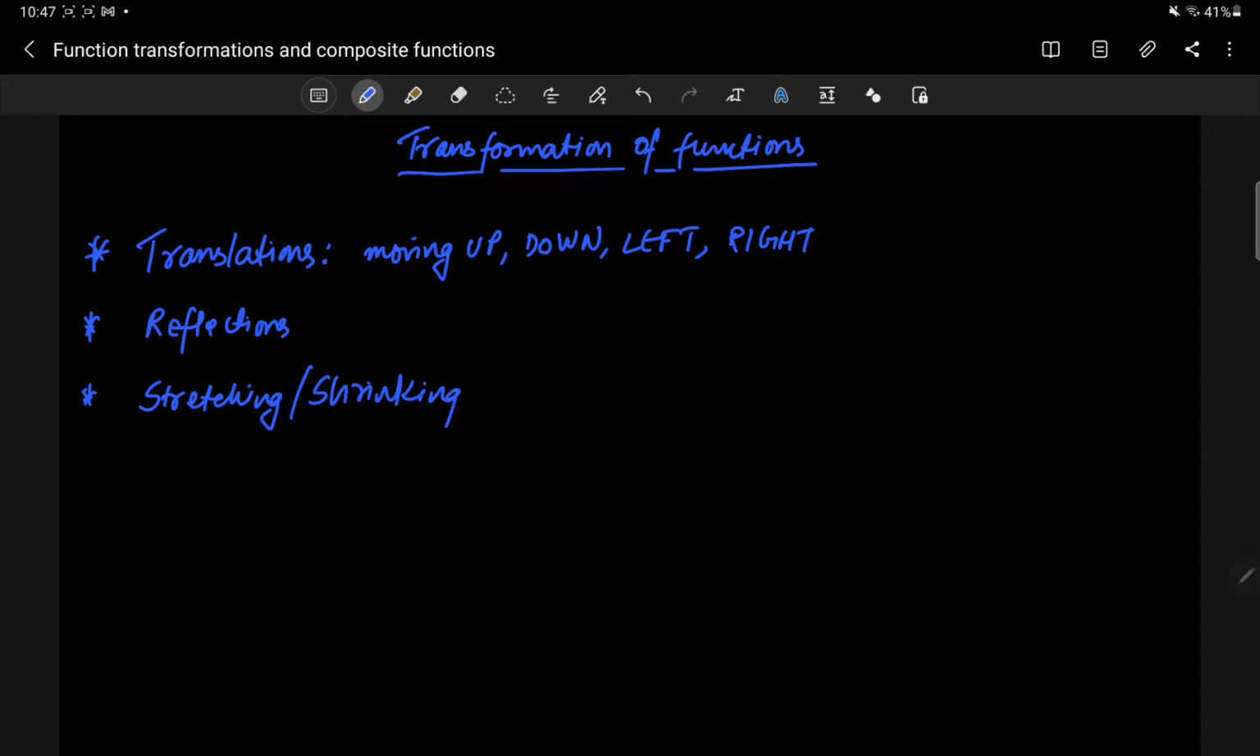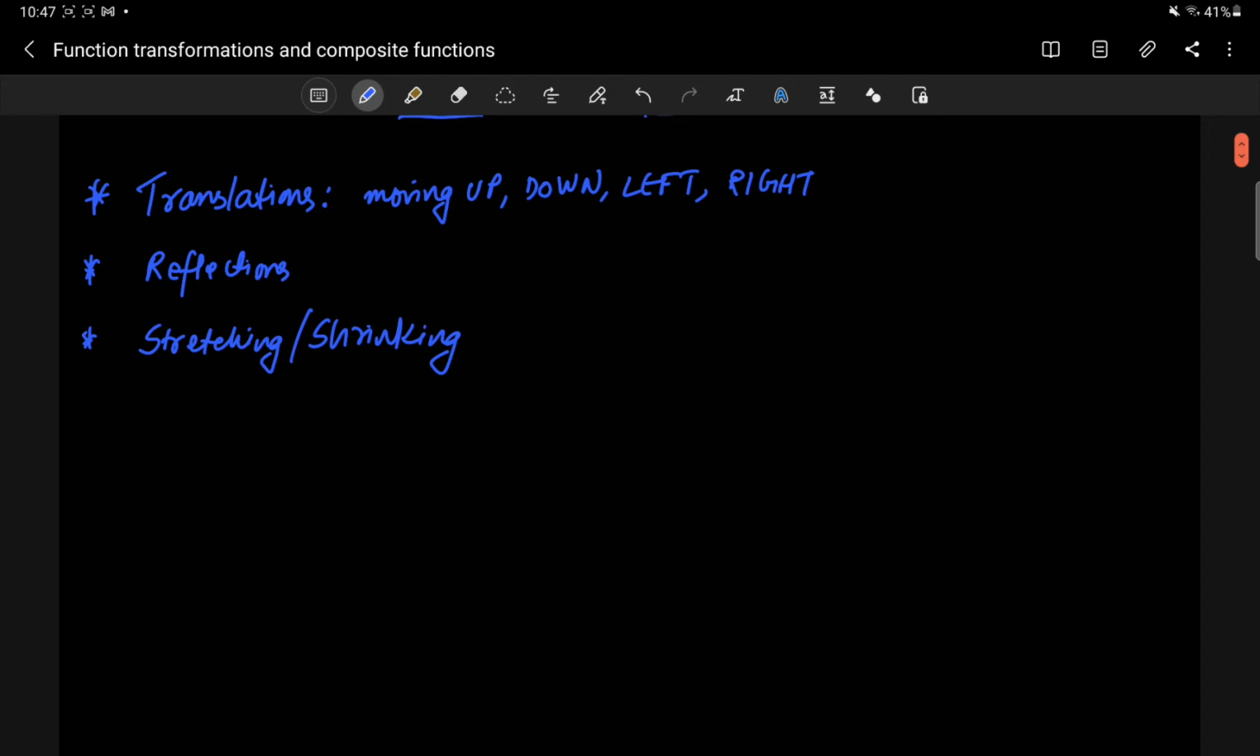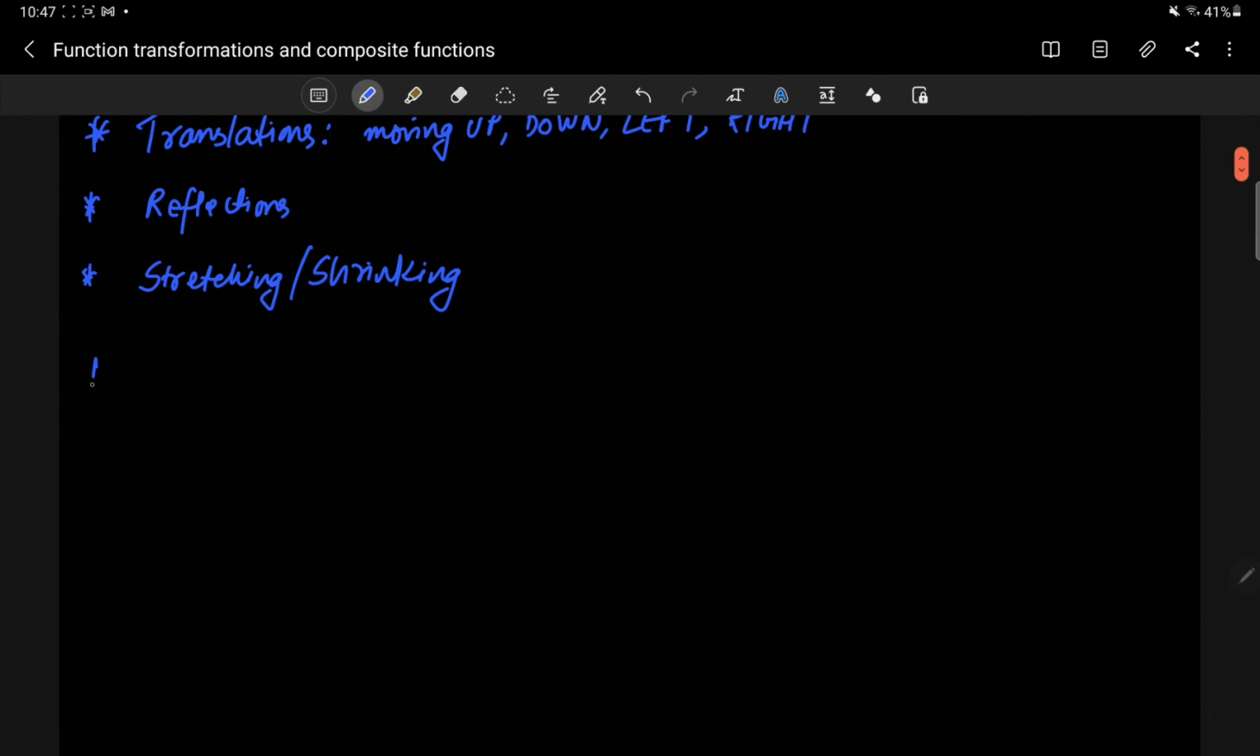So we are going to first look at what these operations or transformations look like on the graph, and then we are going to try and figure out what they mean algebraically. So let's start with translations first.